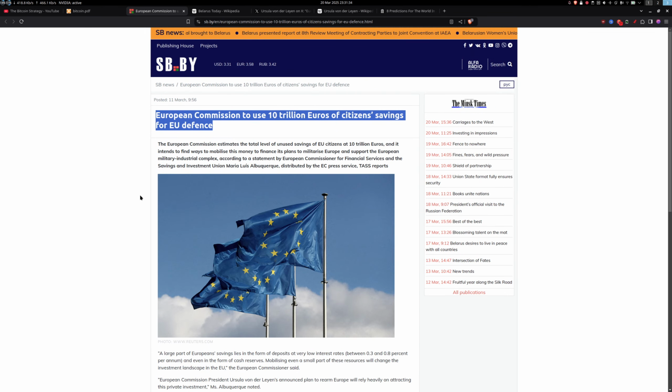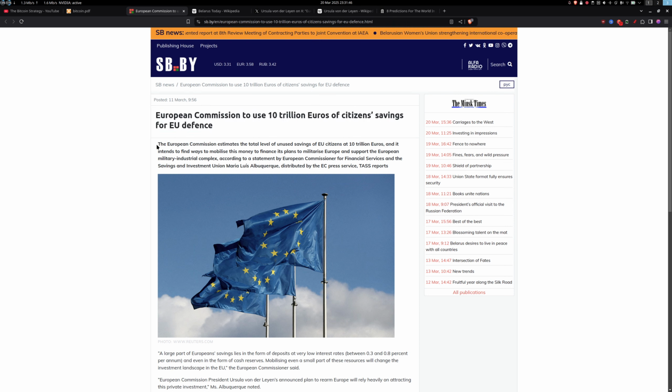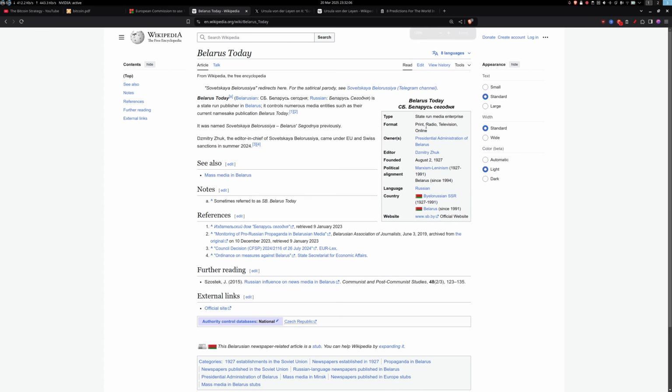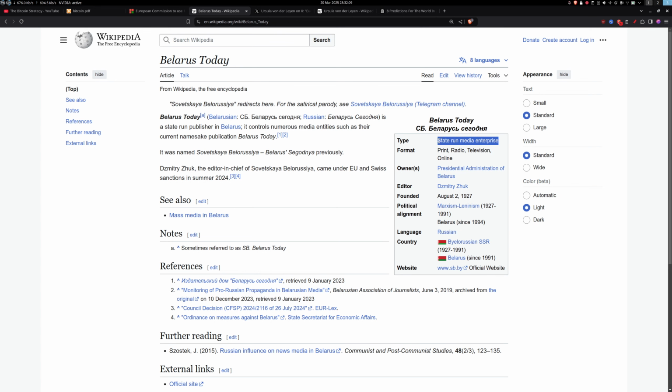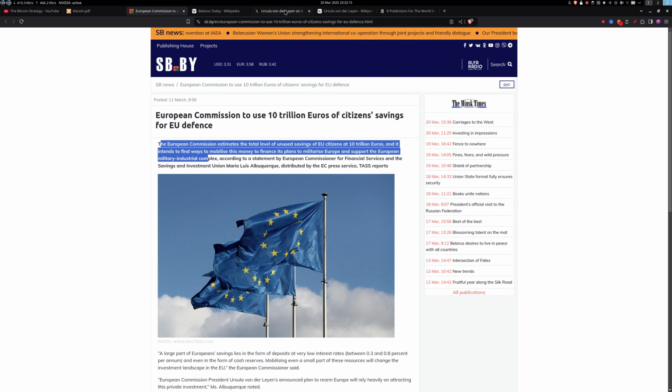As we can see here, this is from Belarus Today, sb.by. It's a Belarus website. As we can see here, in the summary, I'm guessing that's what this is. The European Commission estimates a total level of unused savings of EU citizens at 10 trillion euros, and it intends to find ways to mobilize this money to finance its plans to militarize Europe and support the European military-industrial complex. Now, if you don't know what Belarus Today is, which you probably don't, it's a state-run media enterprise. So the Belarus government runs the website, and they're putting out stuff like this.